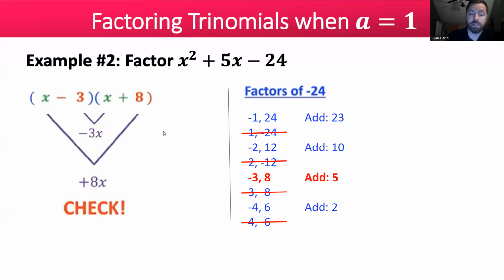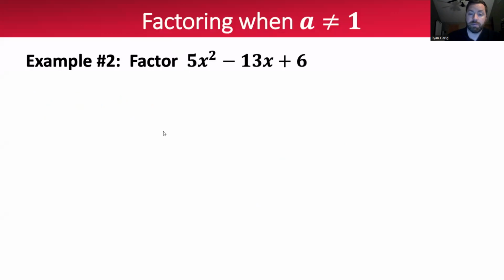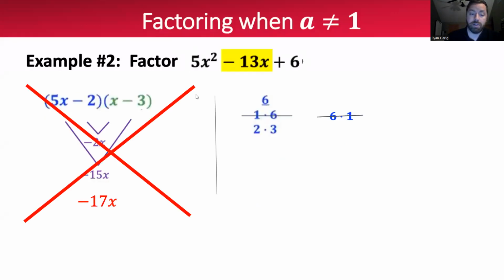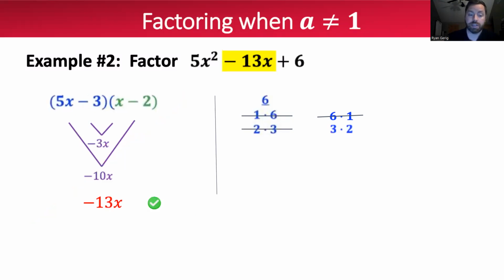Then we moved on to when a was not 1. When you had that, things changed a little bit. Now the first terms were not just x and x. There was another number with the x, which had an effect on our middle term. So we had to guess different combinations, and we had to keep guessing until we found the right combination that gave us the right middle term. In this case, negative 13x.